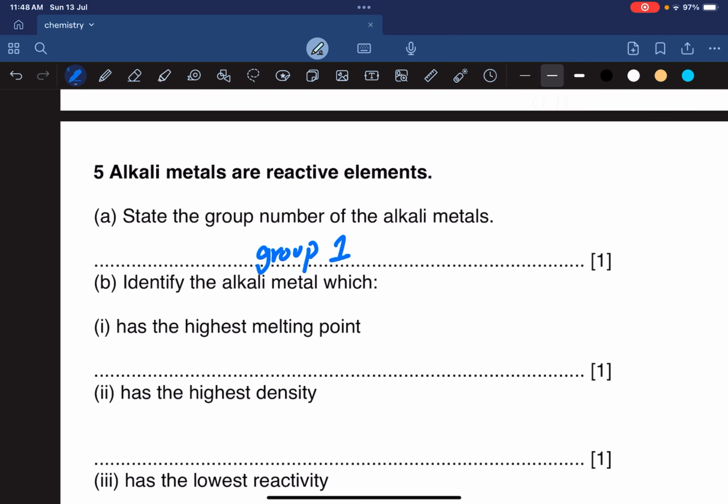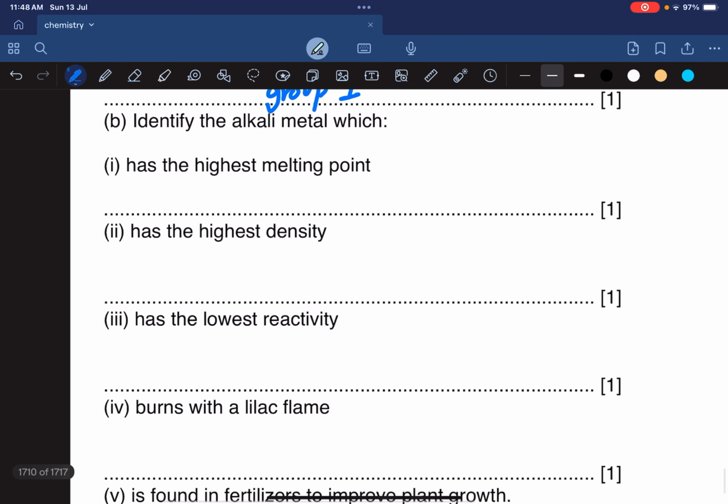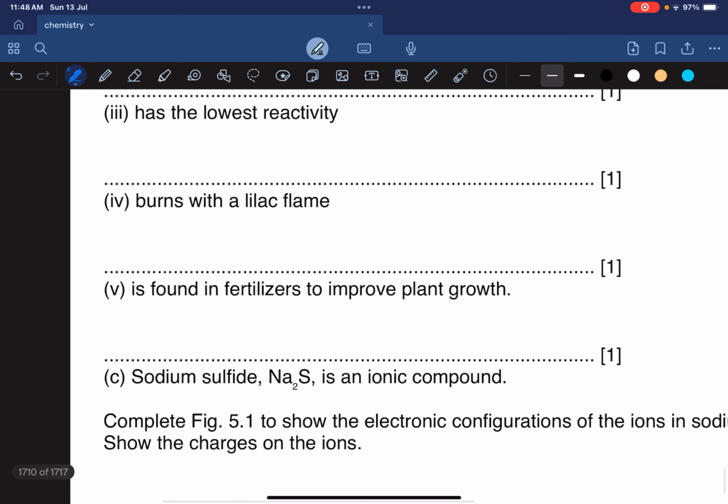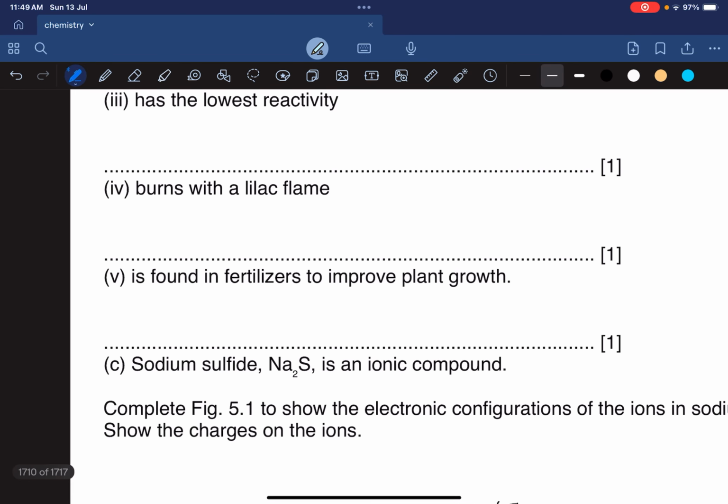Identify the alkali metal which has the highest melting point, has the highest density, has the lowest reactivity, burns in a lilac flame, is found in fertilizer to improve plant growth. Lilac flame, potassium. That's easy. You should all know the flame colors by heart: sodium yellow, lithium red, potassium lilac, barium light green, and copper, which is blue green. Just learn all of them.